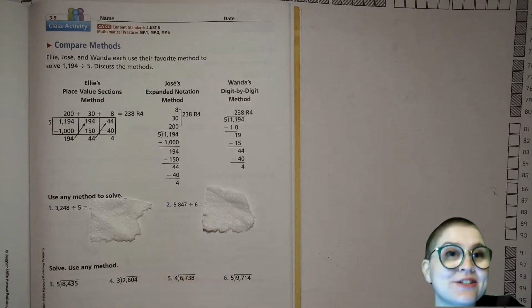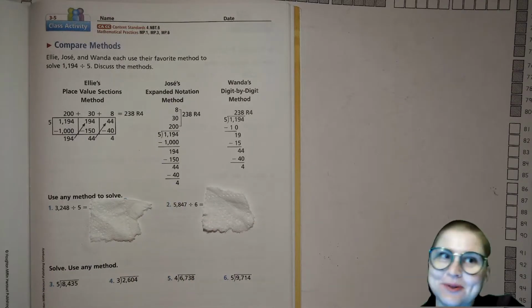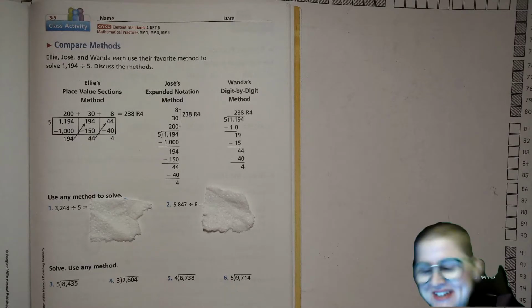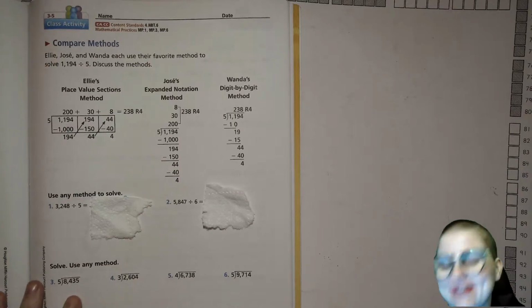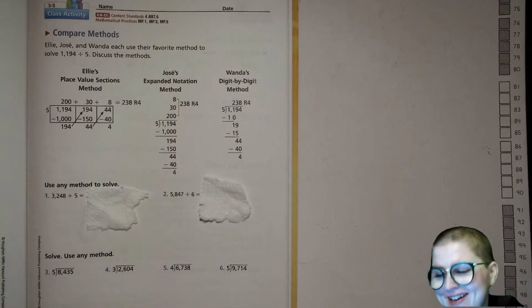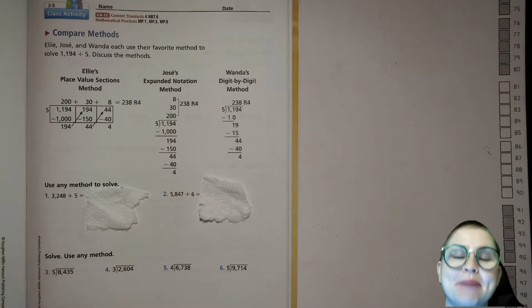Today we're doing Unit 3, Lesson 5, and I have these little bits of tissue here on purpose because I started doing this lesson and I wasn't recording, so this is my second time going through it, but accidents happen and it's all good. It's on page 115 of your book, and in this lesson we're going to be comparing different methods.